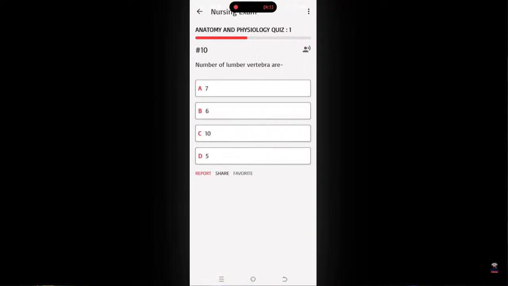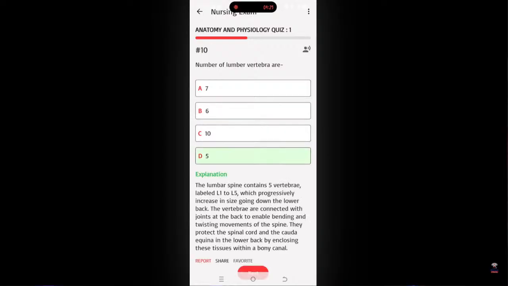Number of lumbar vertebrae are A. 7, B. 6, C. 10, D. 5. Correct answer. The lumbar spine contains 5 vertebrae, labeled L1 to L5, which progressively increase in size going down the lower back. The vertebrae are connected with joints at the back to enable bending and twisting movements of the spine. They protect the spinal cord and the cauda equina in the lower back by enclosing these tissues within a bony canal.